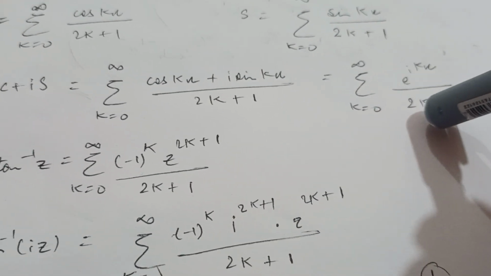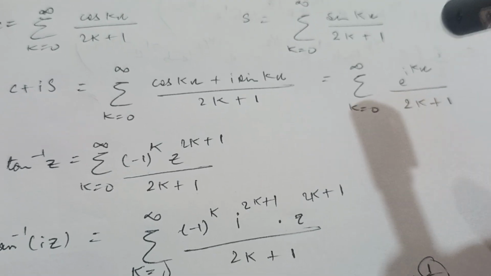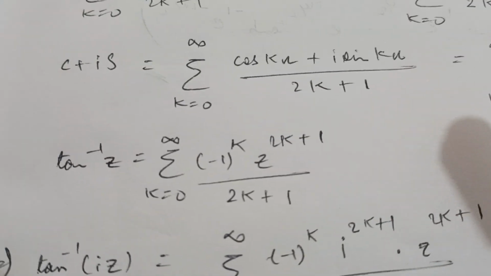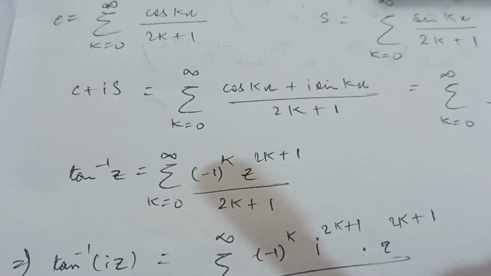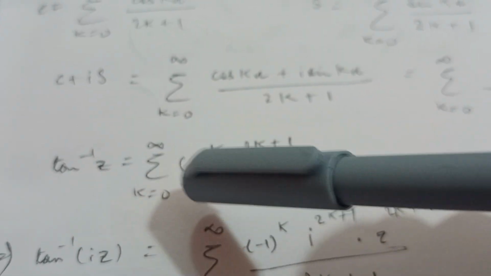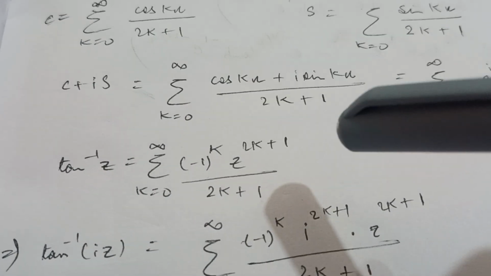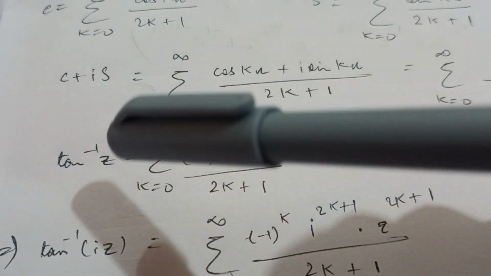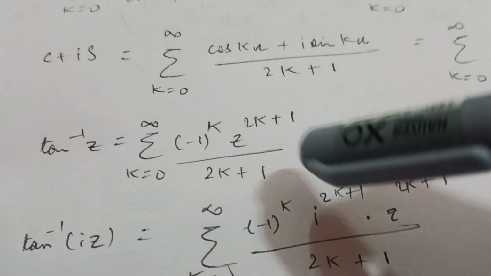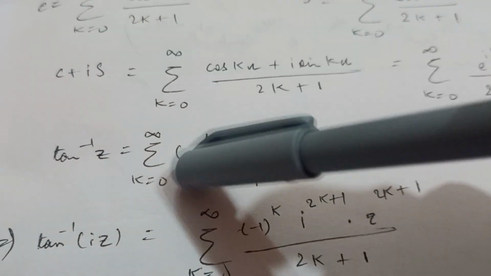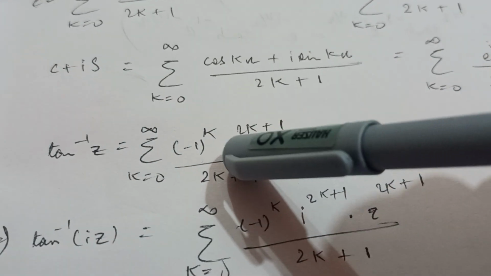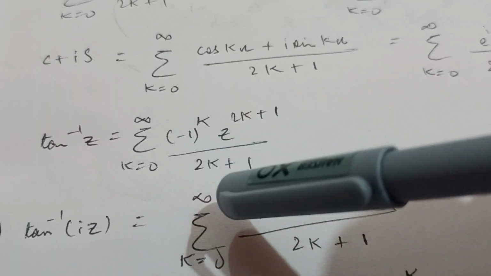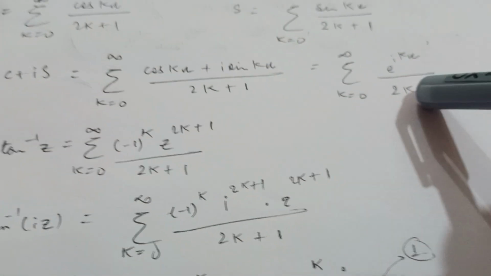Now, you can see that I'm going to use the identity of tan inverse z, or tan inverse theta, whatever you say. So tan inverse z can be written as a summation expansion, the summation from k equals 0 to infinity. This is just basically the expansion of tan inverse theta. You can check it out if you are not aware of it. So tan inverse z can be written as the summation of minus 1 to the power k, z to the power 2k plus 1, upon 2k plus 1. So I am going to use this here.